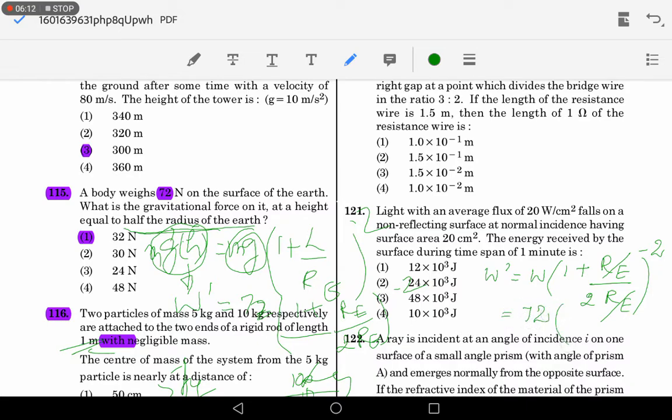The original weight is 72 Newton. (1 plus 1 by 2) the whole power minus 2, which is 72 into (3 by 2), or (2 by 3) the whole square. Since the power is minus 2, take the reciprocal to get the power as positive and simplify it. 72 into 4 upon 9. 9 8s are 72, 8 4s are 32 Newton, and that's the answer.